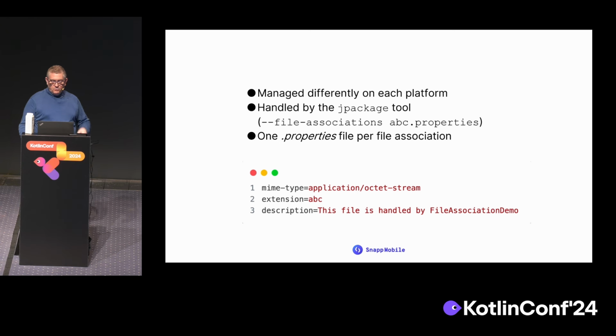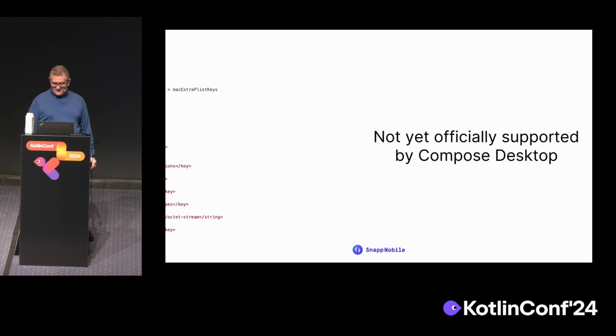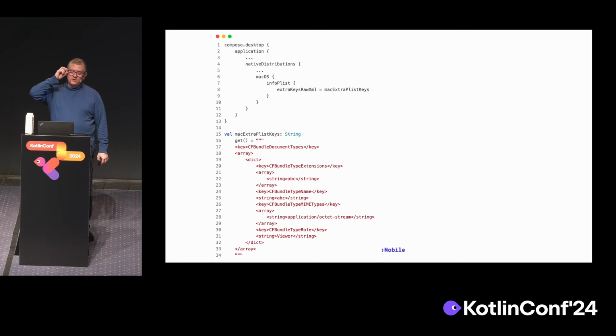This file association is stored in a simple properties file. As you can see, we need to specify a MIME type. We need to specify an extension, for example, .doc, .html, and things like that. And we need to specify a description. You can also specify an icon. I omitted that for brevity. Now the problem is, as far as I know, and at least in the keynote nothing else has been communicated, this is not yet officially supported by Compose Desktop. But we can pretty easily work around this.